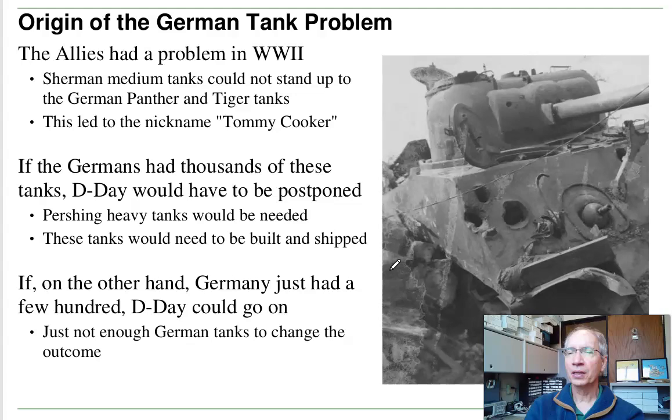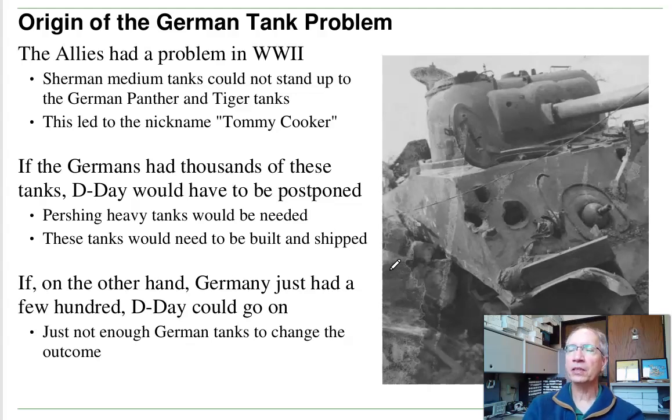D-Day was coming up. If the Germans had thousands and thousands of these tanks, we would be in deep trouble during D-Day. What that meant is we would have to postpone D-Day and start bringing over more heavy tanks, like the Pershing heavy tank. And we couldn't have D-Day until we had enough Pershing tanks to give us a fighting chance against the German Tigers and Panther tanks. On the other hand, if the Germans just had a handful, say maybe a couple hundred, Panther and Tiger tanks, they would not affect the outcome of the war. They'd be a problem, but there's just not enough of them to change the outcome.